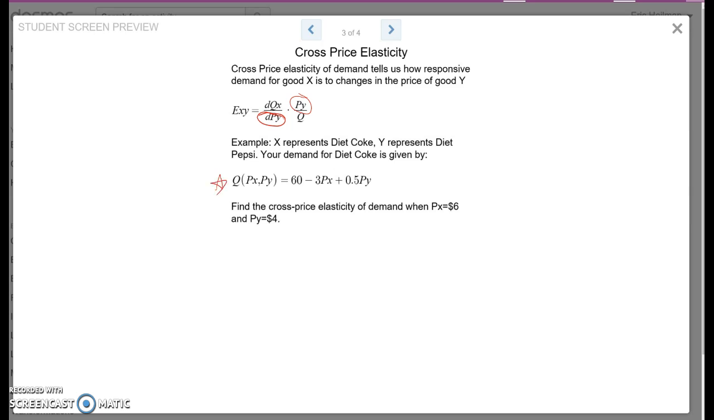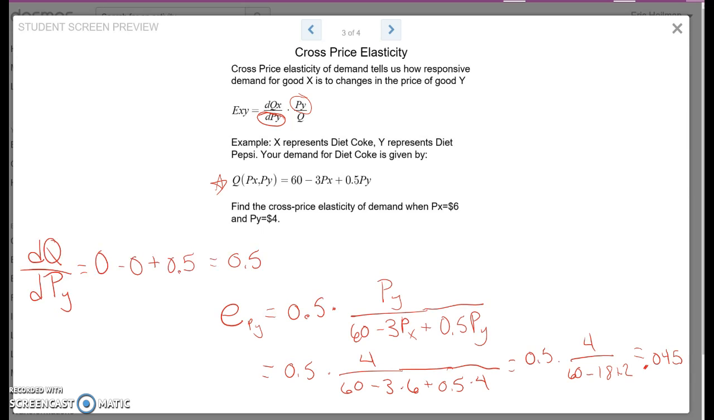I'll let you put that in Playposit, and then the solution will pop up here. Okay, here's the solution. When I apply the power rule to the demand function, the first two terms drop out because neither of them contain a Py. And the last term, when you apply the power rule, you just get 0.5. So dQ/dPy is just 0.5.